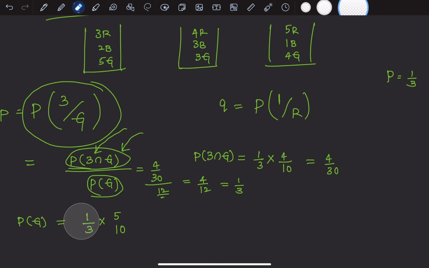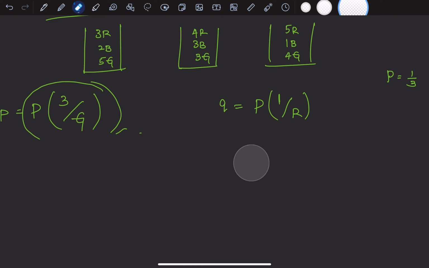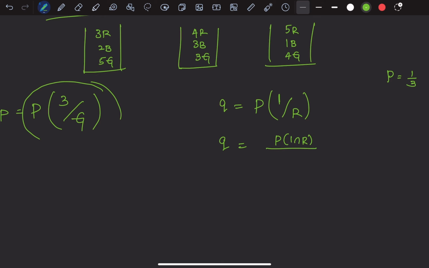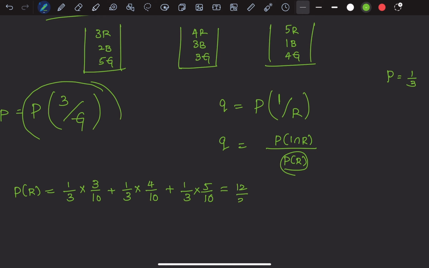Alright. Now let us go ahead and compute Q. So similarly Q is equal to P of 1 intersection R by P of R. So you have to compute P of R. P of R is probability of getting red ball. So select the first bag first and then probability of getting red ball is 3 by 10. For second bag 1 by 3 into 4 by 10. For third bag 1 by 3 into 5 by 10. So this is simply 12 by 30.